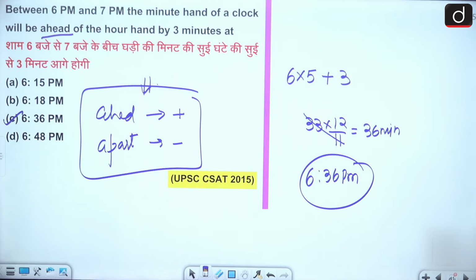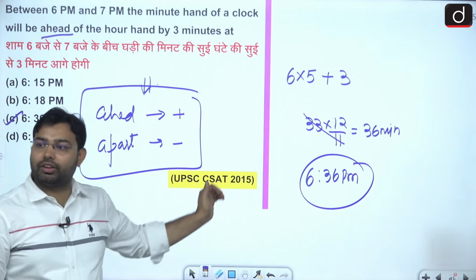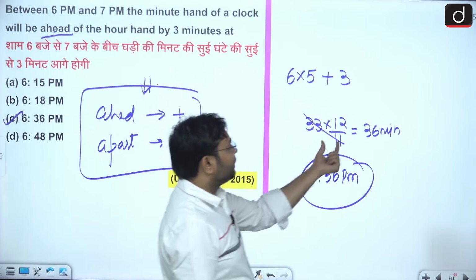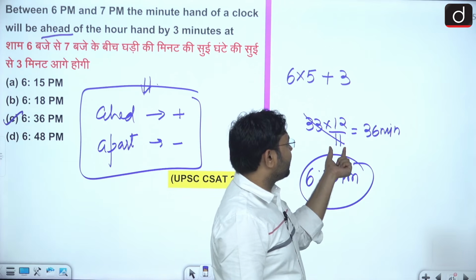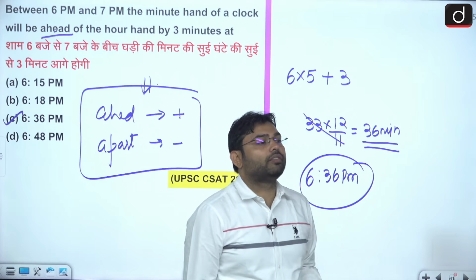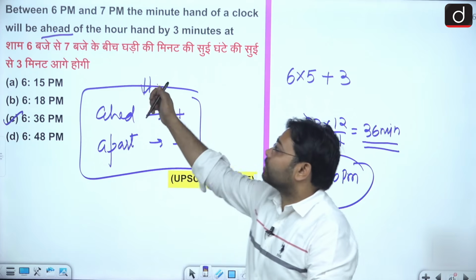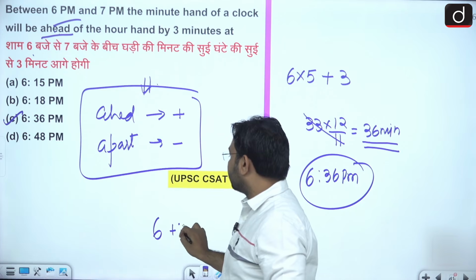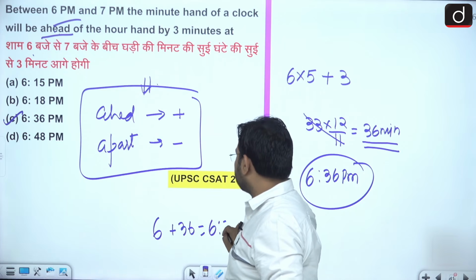The smaller number is always multiplied by 5. If ahead is given, you need to add. If apart is given, you need to subtract. So 6 into 5 plus 3 and multiply by 12 by 11, you will get the time, and we are using the smaller one. So 6 here, 6 p.m. and plus 36. So this is 6:36 p.m.